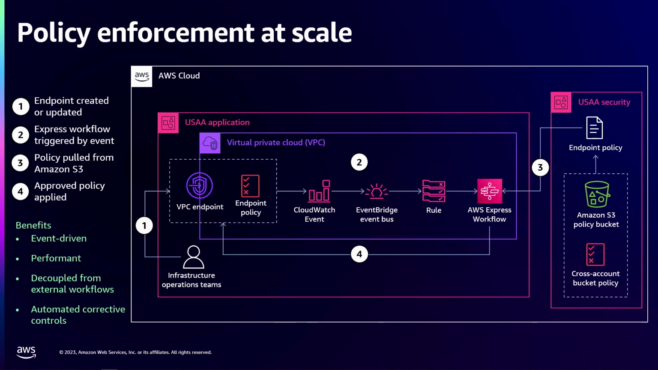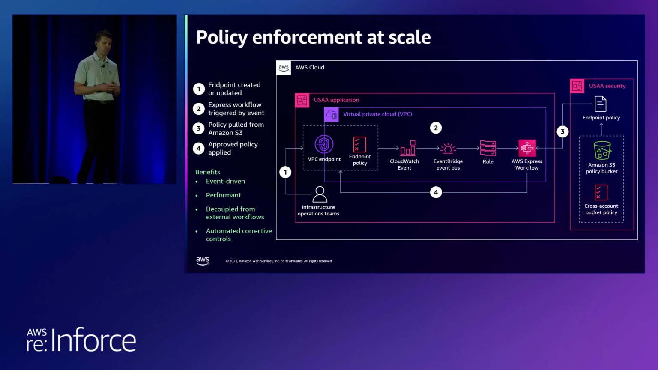Now, our controls would not be complete without the ability to ensure that every endpoint is always using an approved policy. Caleb mentioned the account vending process. We have our infrastructure operations team stand up all the networking components in a new account. That, of course, triggers a CloudWatch log event. That log event, we use Event Bridge rules to trigger an express workflow. That workflow grabs the appropriate policy from the centralized bucket and applies it to the endpoint.